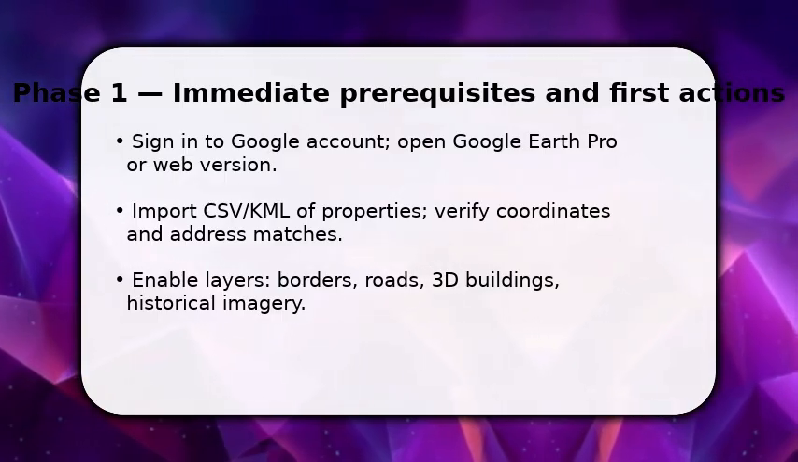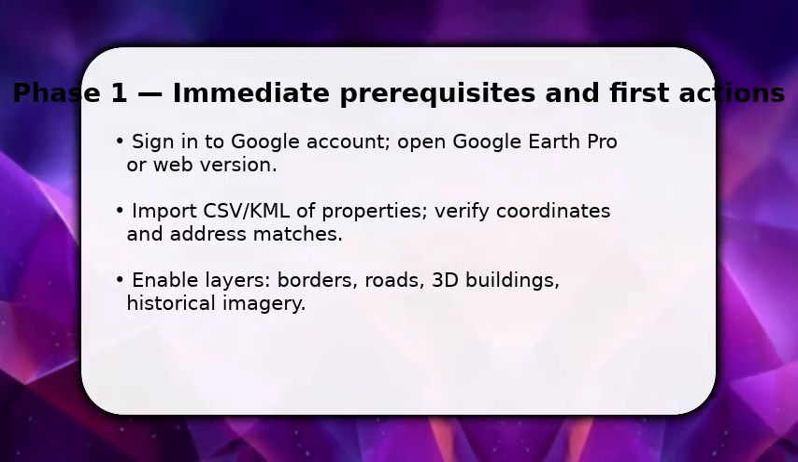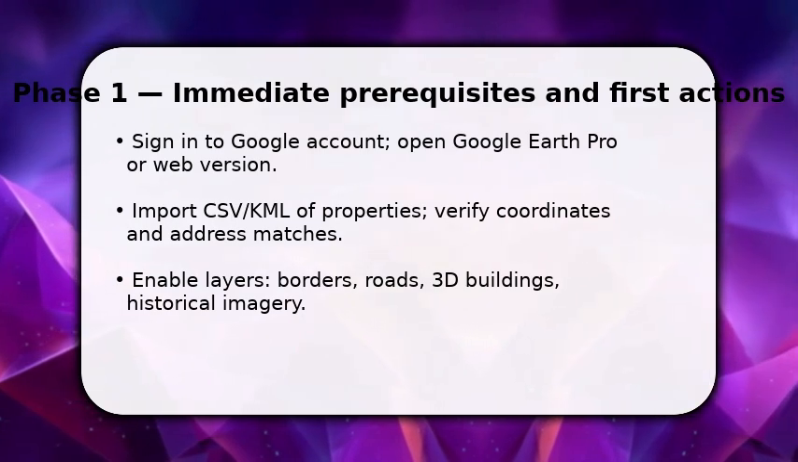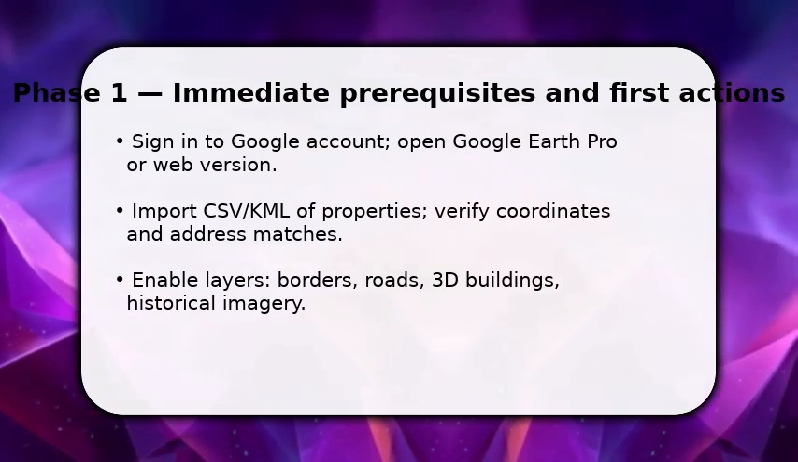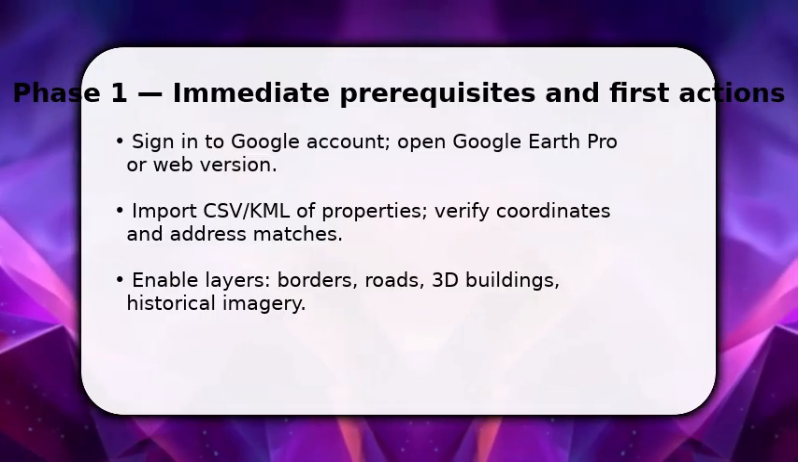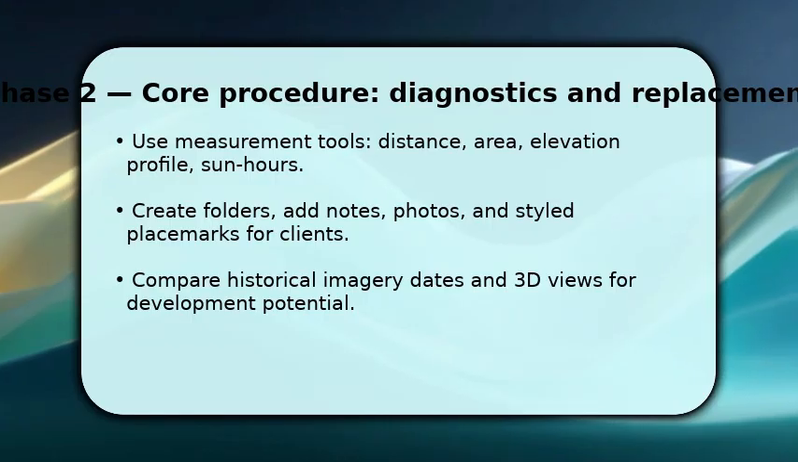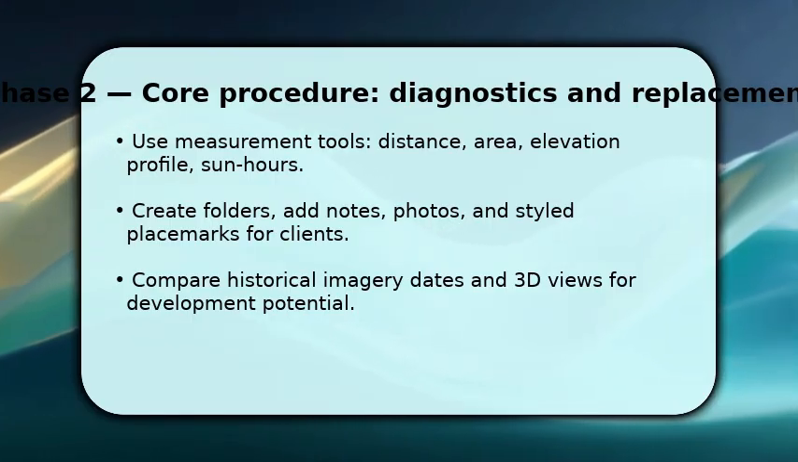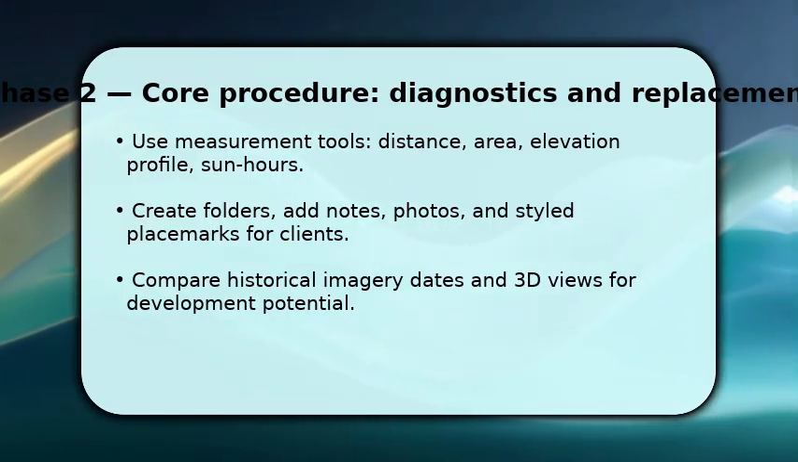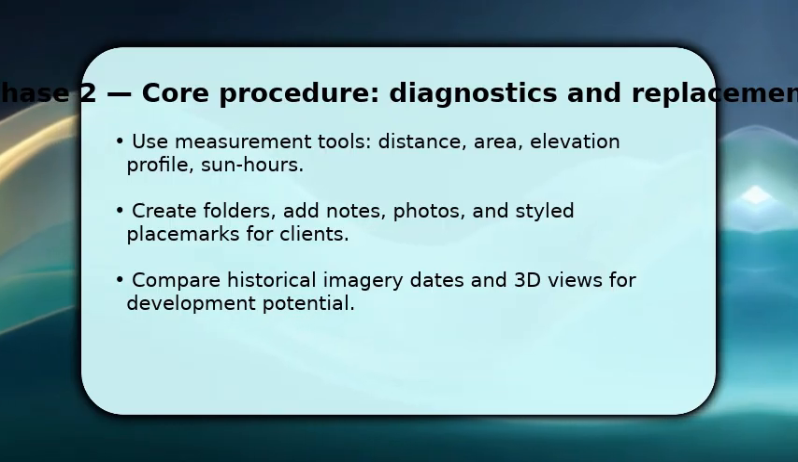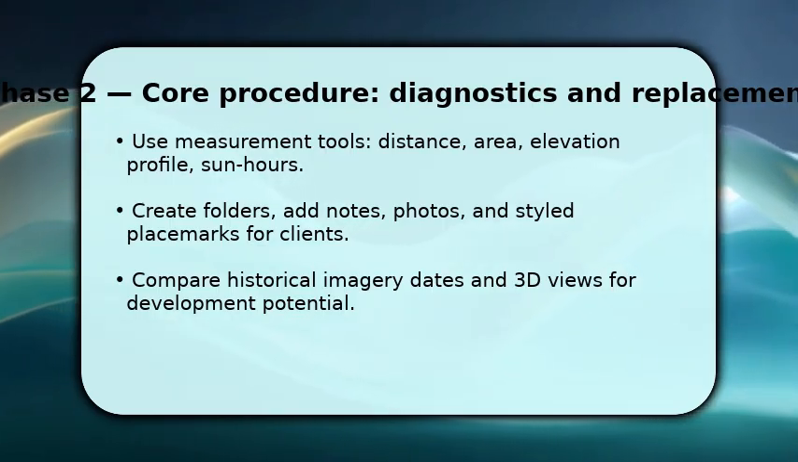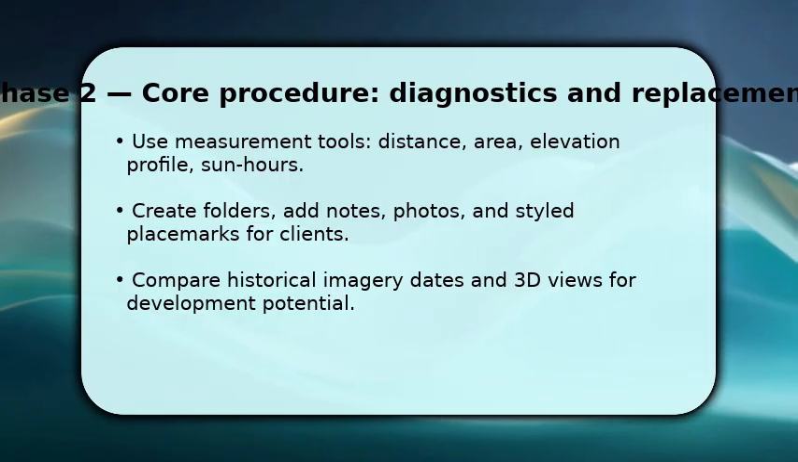As you work, name each placemark consistently. It speeds filtering later and sets you up to analyze access, views, and parcel boundaries immediately. Now you analyze each site with measurement and annotation tools so you can quantify value. Measure distances to transit, area of lots, and elevation profiles. Once done, record sun hours and slope because they affect buildability and solar potential.